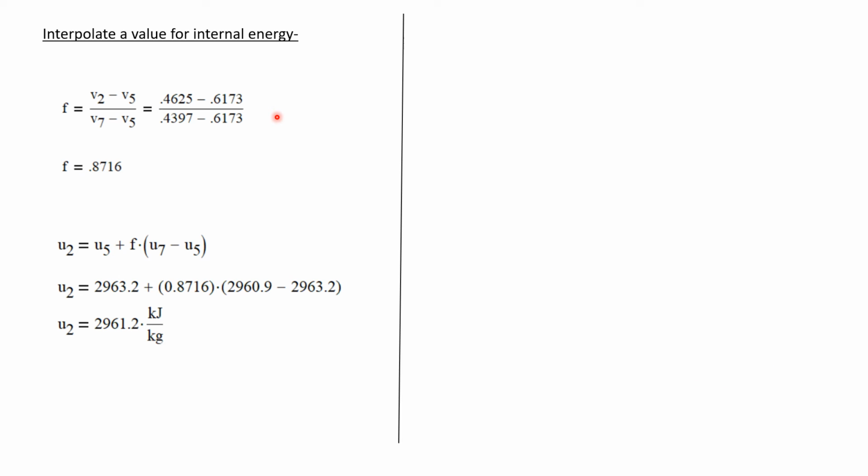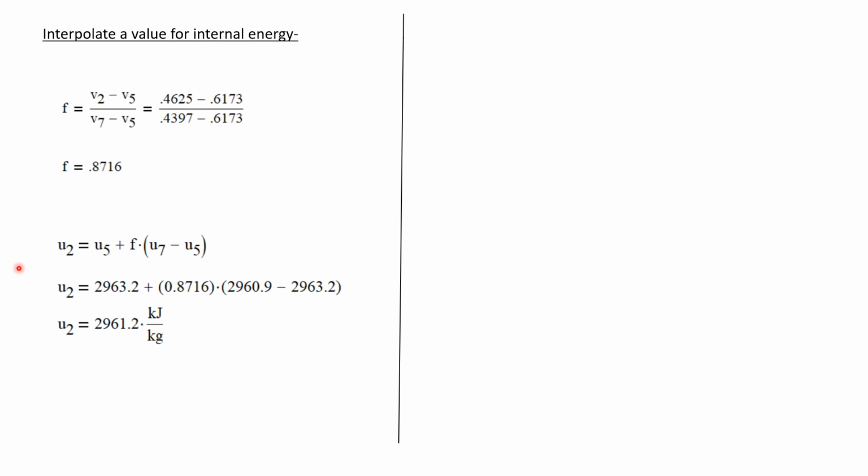So let's interpolate this value of internal energy. I like by just separately calculating a fractional value, which tells me how far I am between the two rows in the table. And in this case, it's going to be our known specific volume minus the specific volume at 5 bar divided by the specific volume at 7 bar minus the specific volume at 5 bar. And I plug those numbers in here and I get my f value of 0.8716.